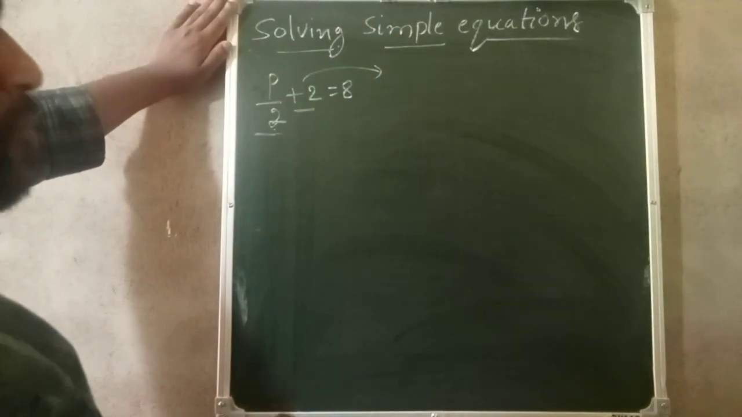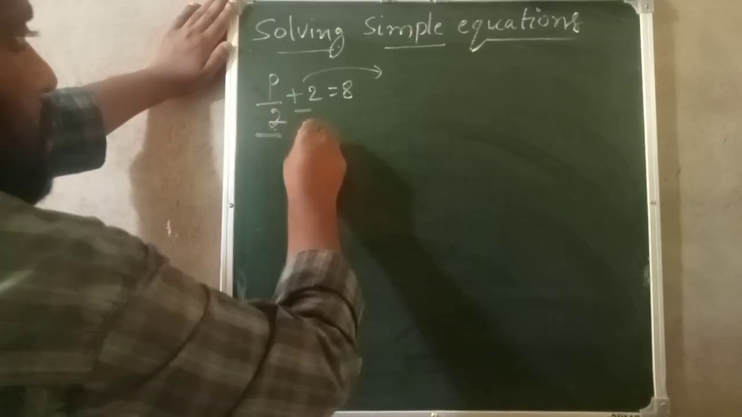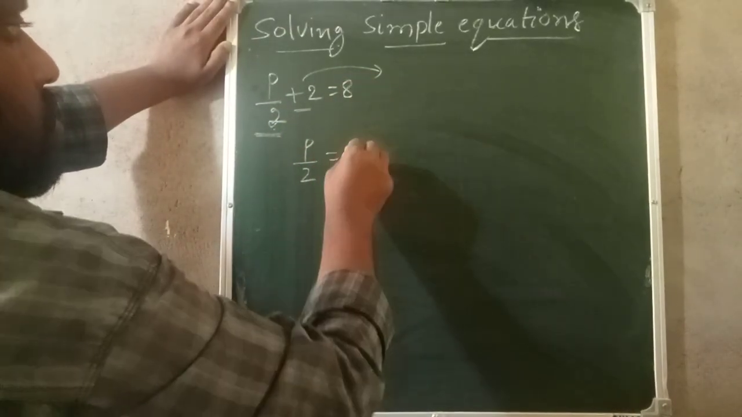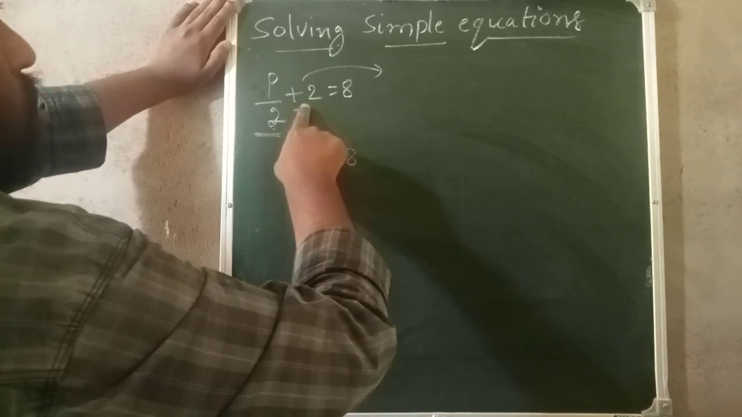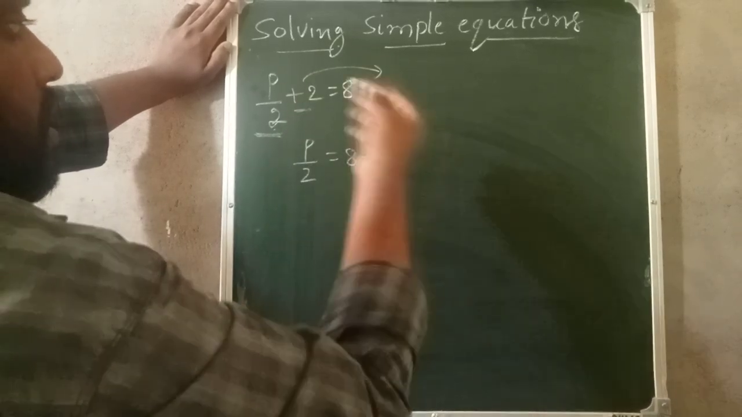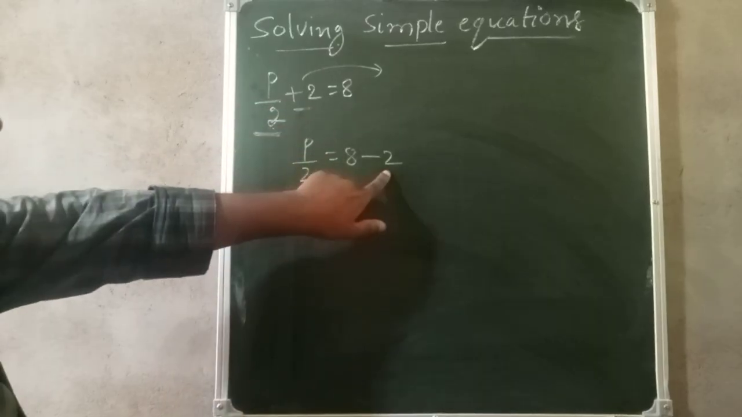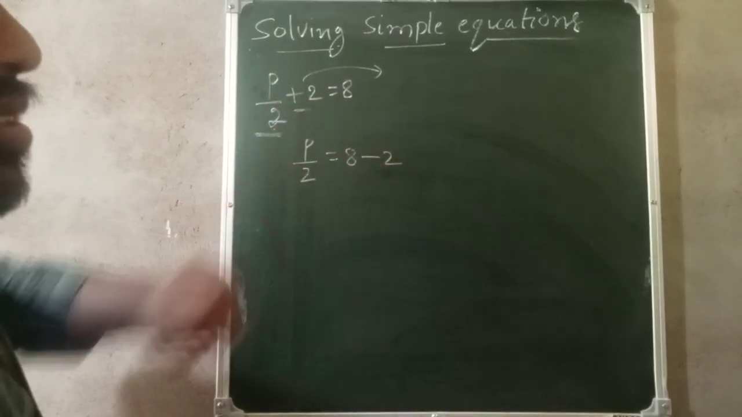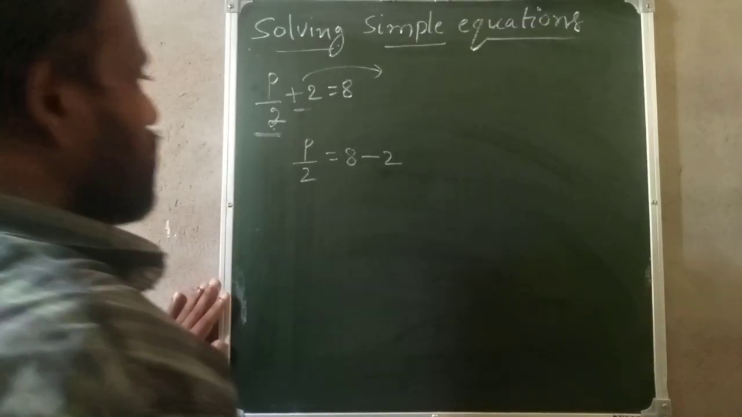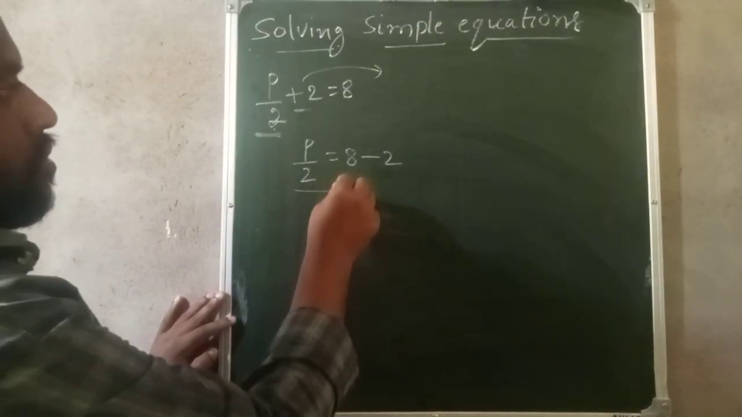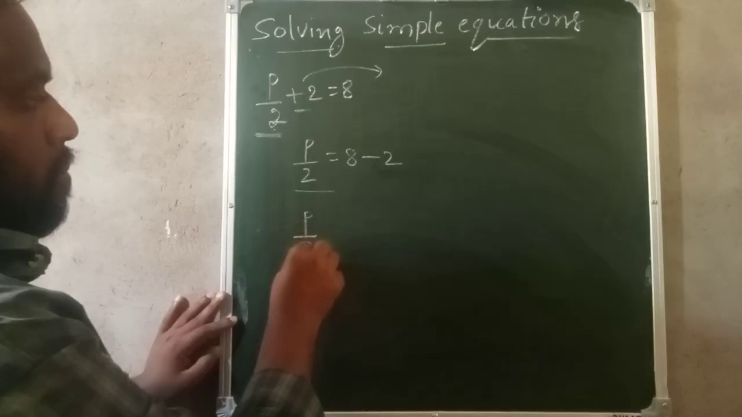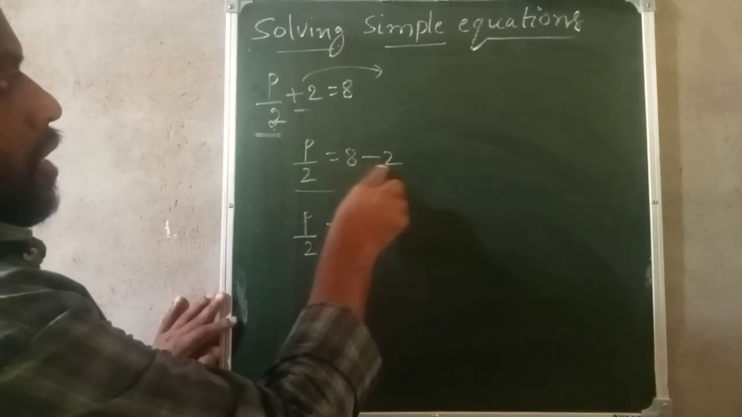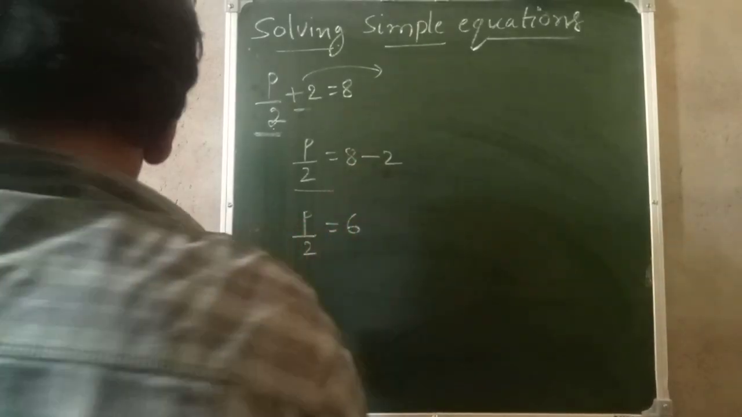So in the next step, before moving this, write this p by 2 as it is. Next is equal to 8. When plus 2 is moved to this side, it will become minus 2. Plus 2 becomes minus 2, the same 2 but the plus changes to minus. In the next step, take this p by 2 as it is, equal to 8 minus 2, which is 6.